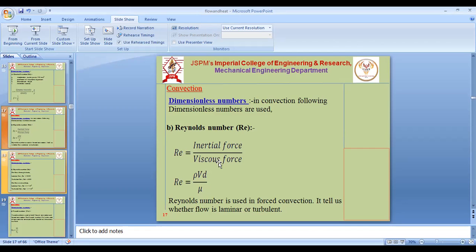So if you see the formula rho v d by mu, it indicates that if you go for a smaller diameter, the flow will go towards the laminar range.